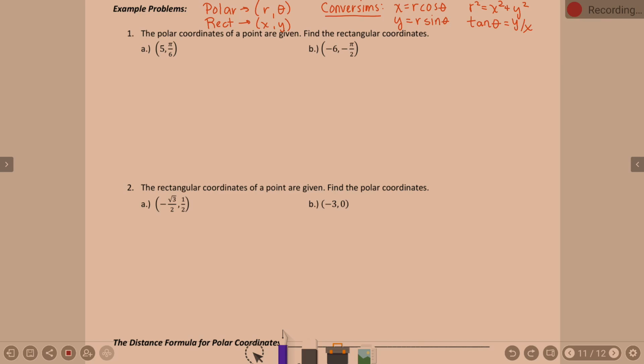Okay, you ready for 1A? Number 1 says the polar coordinates of a point are given. Find the rectangular. So if the polar coordinates are given, this is of the form r theta. What are we being asked to find? xy. So we know r, we know theta. Our job is to find xy.